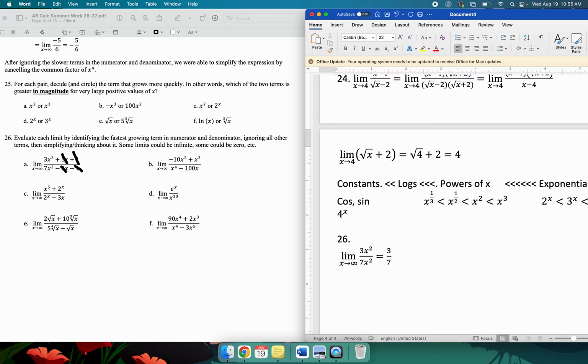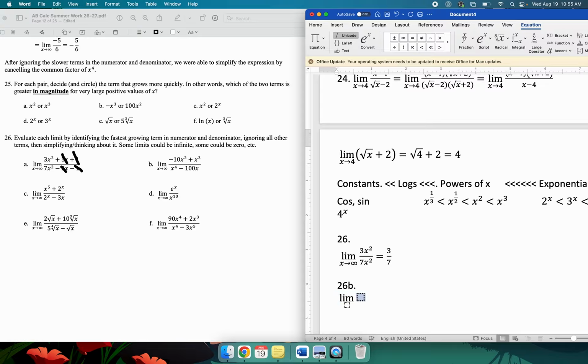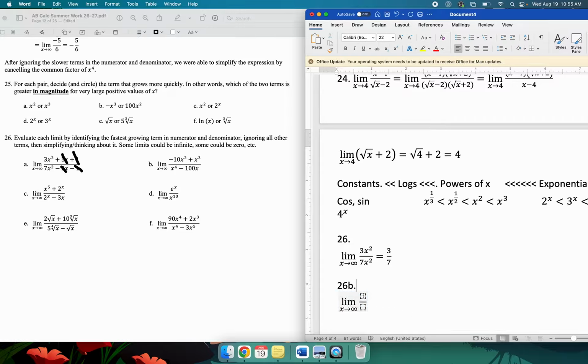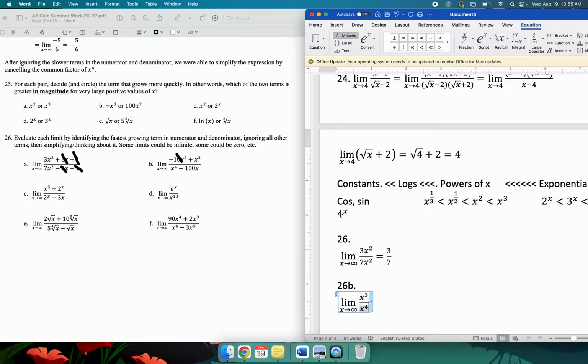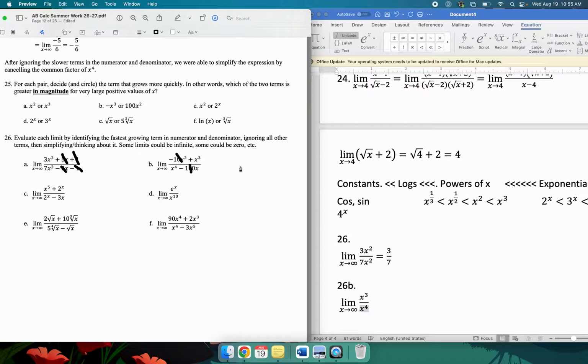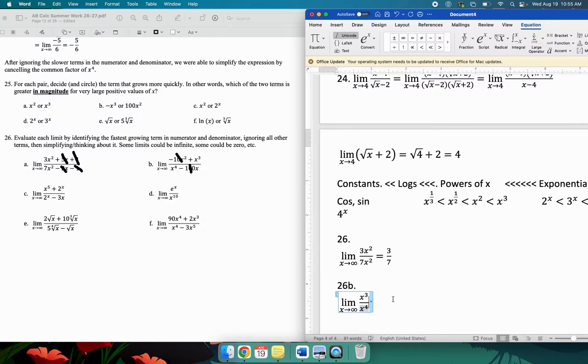For b, a similar analysis tells you which terms to ignore. In the numerator, the faster growing term is the x cubed, so ignore this guy. In the denominator, the fastest growing term is x to the 4th, so ignore this guy. Don't be tricked by the coefficient. The coefficient doesn't matter. And of course that simplifies, not to a number, but to something that's easier to understand. It simplifies to 1 over x.